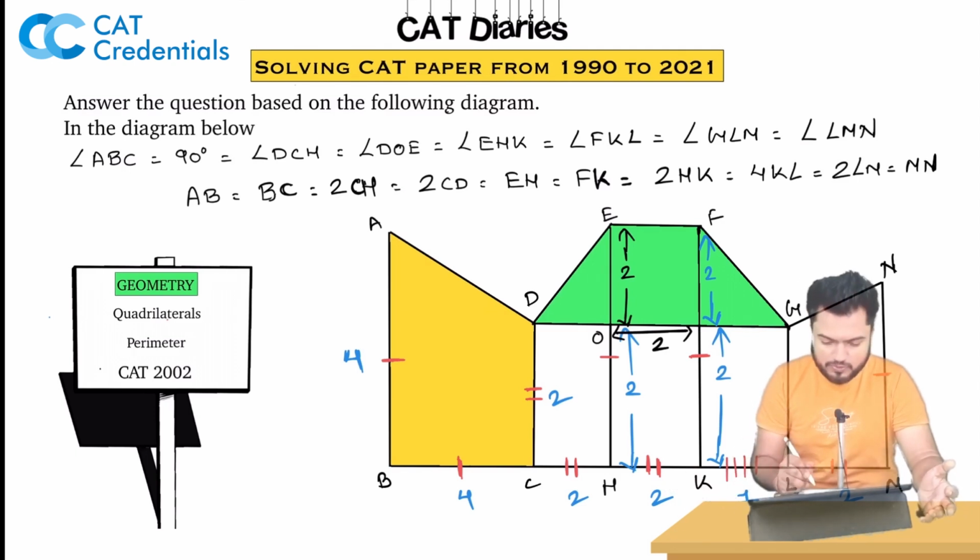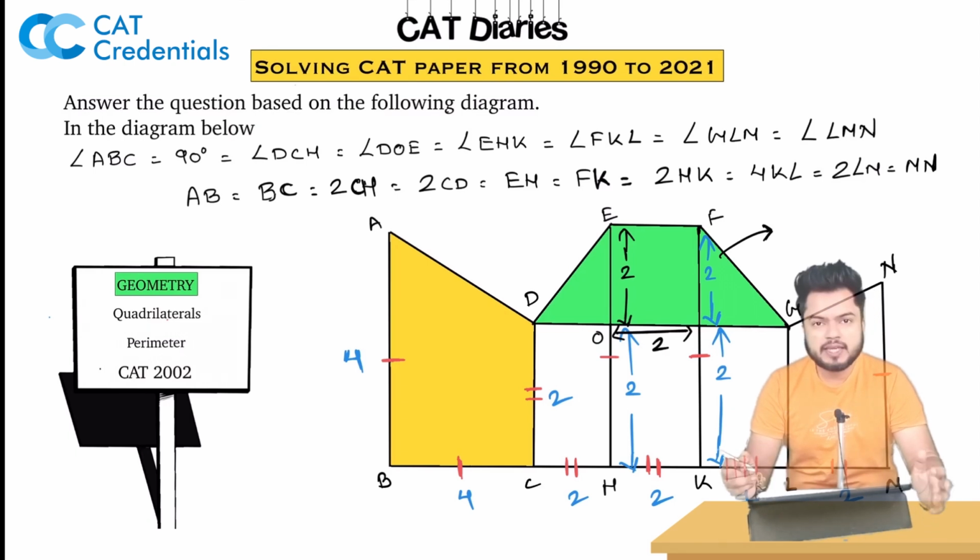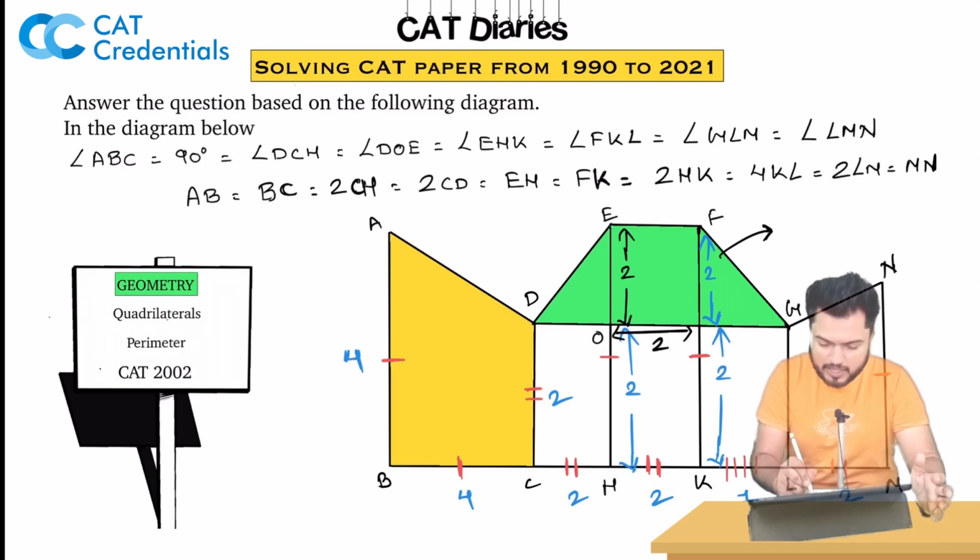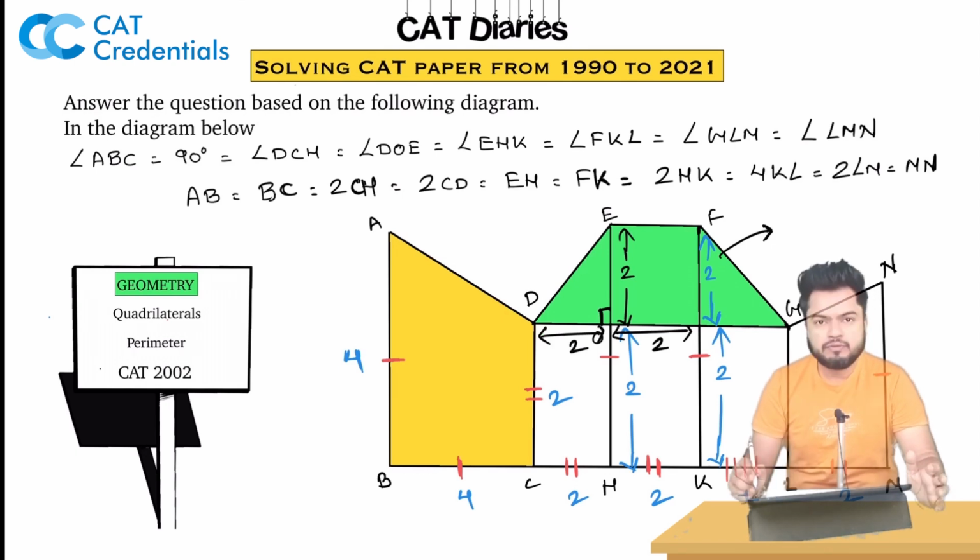So let's find out this green area first. What is this green area? I can see one square here and 2 triangles. Both are right angle triangles. So what is the area of this triangle? Let's start with DOE. This is a right angle triangle, so half into base into height. This side is equal to 2, so half into 2 into 2, 4, that is equal to 2. Half into base into height, so half of 4 is 2.